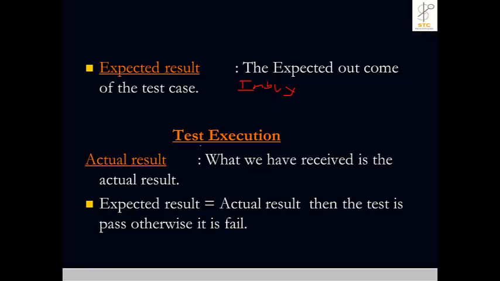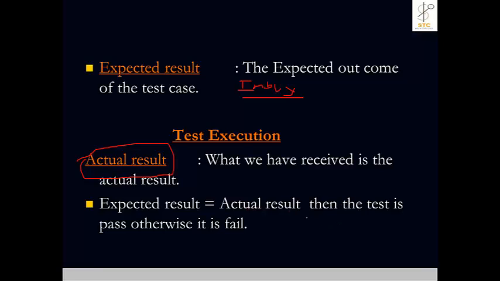After that, when we execute the test, when we really do the test, whatever result we get is called the actual result. When the expected result is equal to the actual result, then the test is passed. Otherwise, the test is failed. What is the expected result? We are expecting to see the inbox. If we see the inbox, fantastic, the test is passed. If we don't see the inbox, then the test is failed.